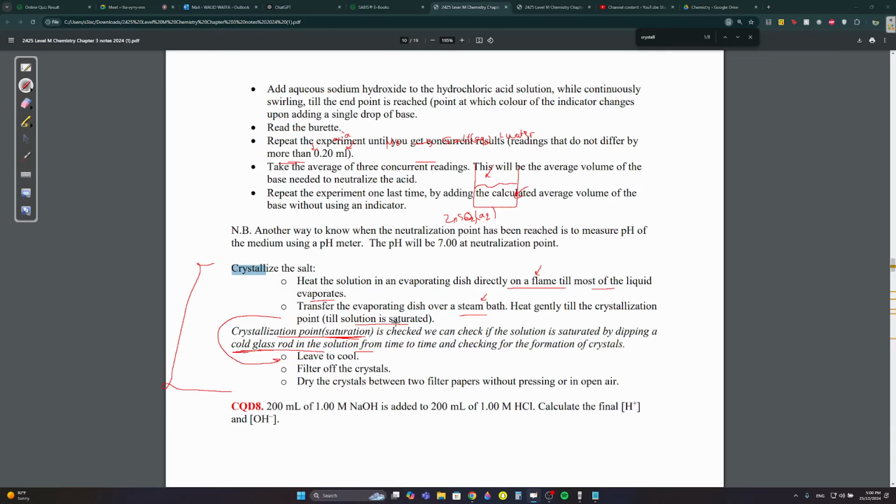We found out that the solution is saturated. We checked it's saturated by dipping a glass rod in it, and crystals formed on the glass rod. What do you do now? You leave the solution to cool. It was hot, right? You leave it to cool, and you filter off the crystals. You perform filtration, because now it's a saturated solution. What do you mean by saturated solution? That means it's a solution that, if you add more, it won't dissolve. Do you guys know what saturated means? If you add more, like for example sugar and water, you can't just keep on adding sugar and it's going to dissolve. Eventually, the solution is going to become saturated, and the more sugar you add, it won't dissolve. So basically, now you know it's saturated. So you leave it to cool, and you just filter off the crystals, and then you dry the crystals because they were obviously wet.